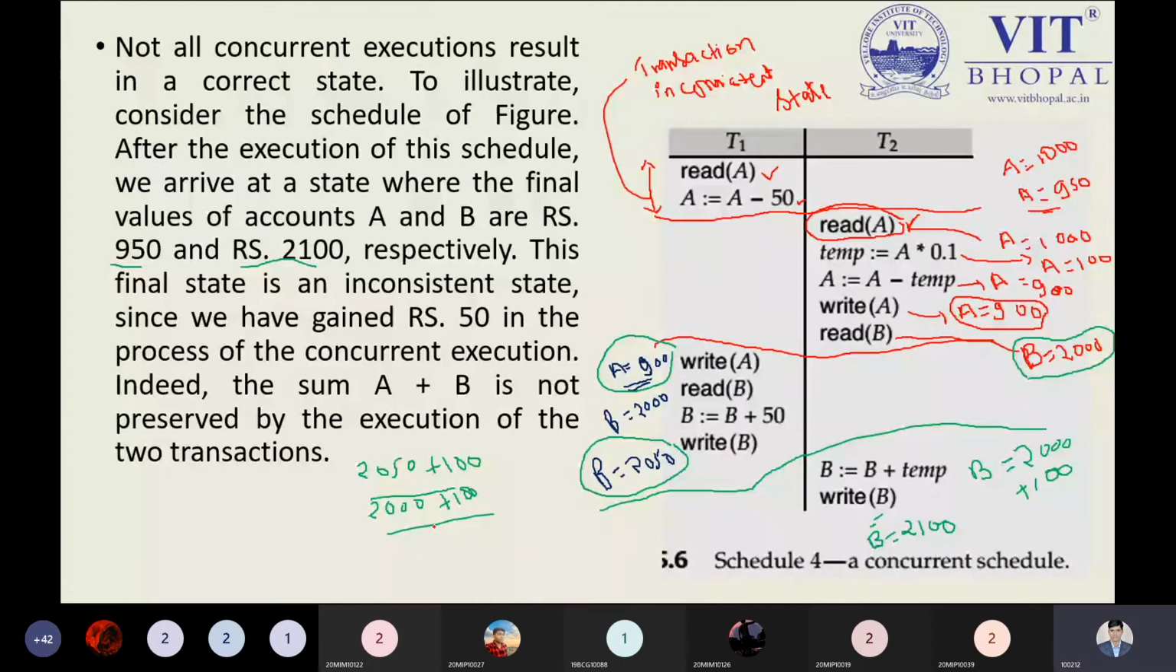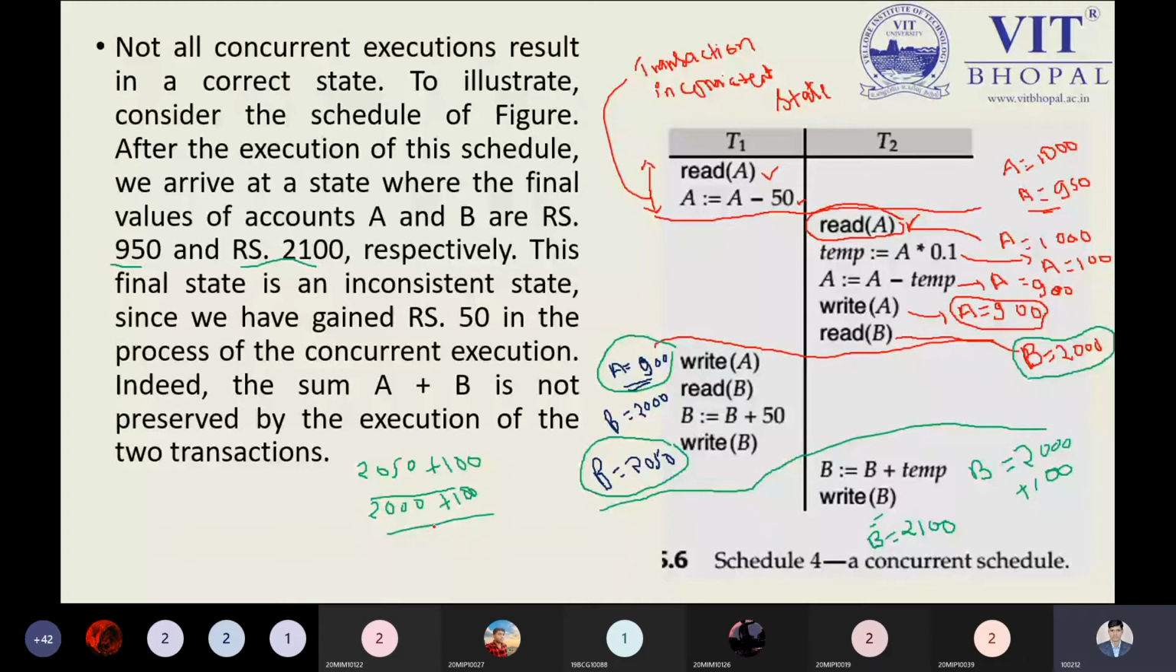Now here I am reading B. So what is the read B? Read B will be 2000 only, because I didn't update anything on the B account, and I didn't use any kind of operations. So after reading B, I will get 2000, and after adding the 50 rupees, B will be 2050. Here I am using the write operation. So after writing B, the final value becomes 2050 so far.